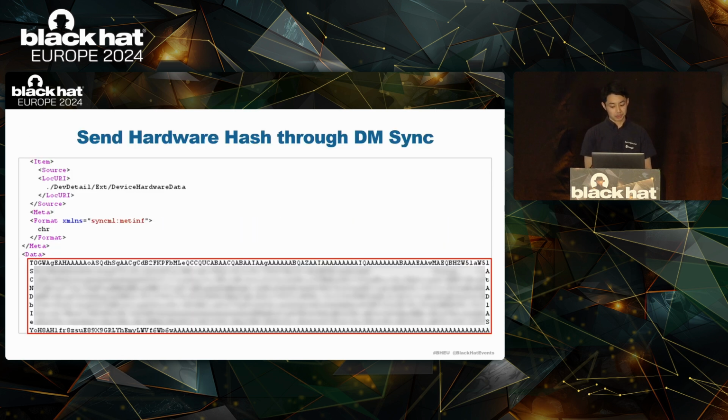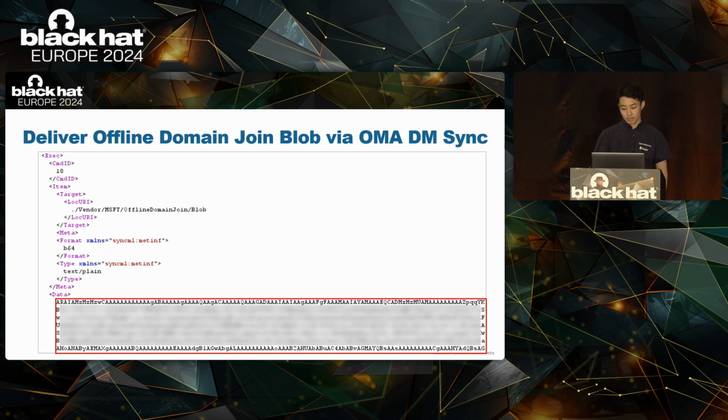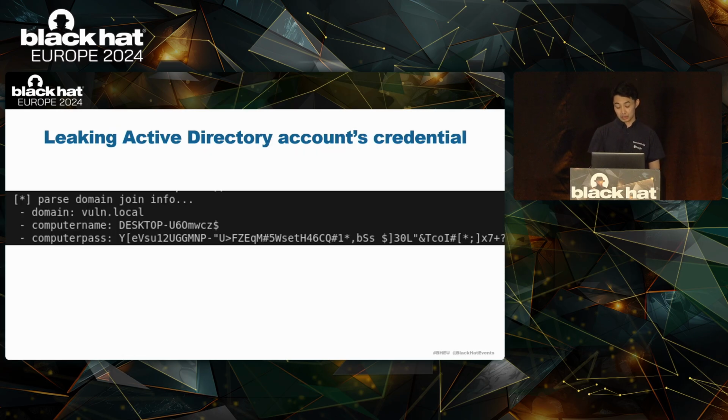And looking at the communication between the Autopilot device and the management server, I found that the device sends the hardware hash information through the DM sync message. Once the device sends the hardware hash, Intune enrolls the device as an Autopilot device and sends back the offline domain join blob, as you can see here in the response. So by replicating this step as well, I found out that we can impersonate an Autopilot device and leak Active Directory's account credential.